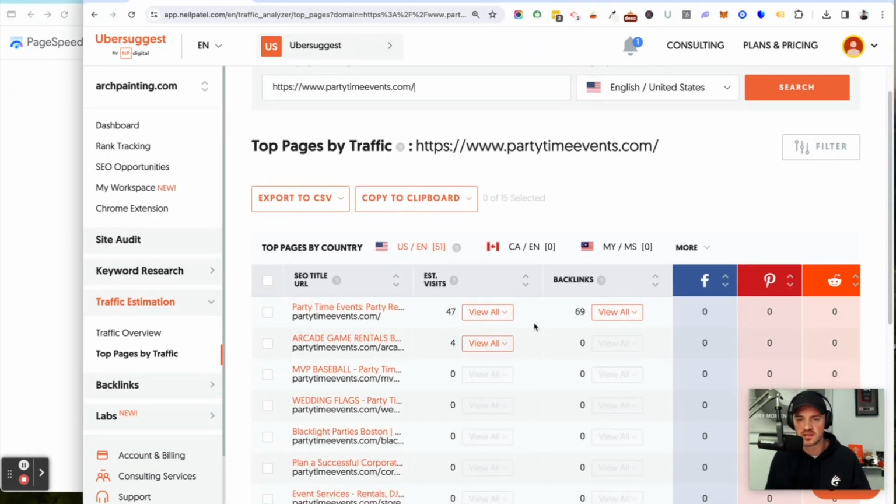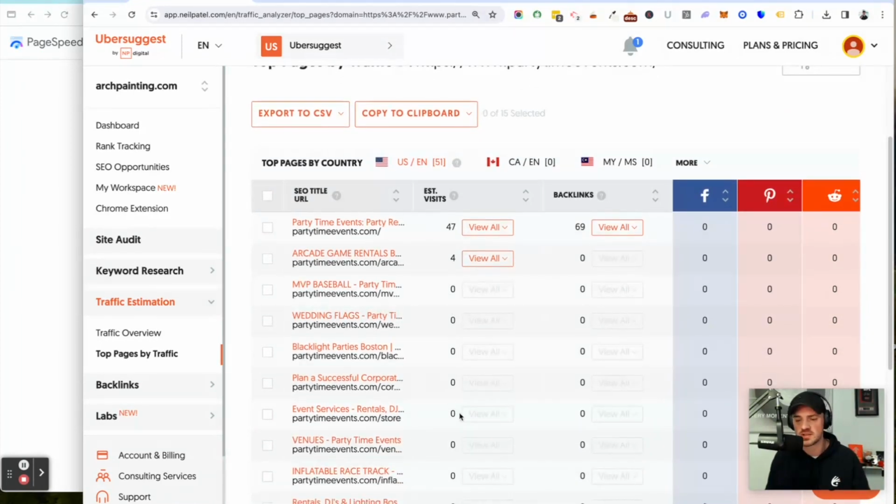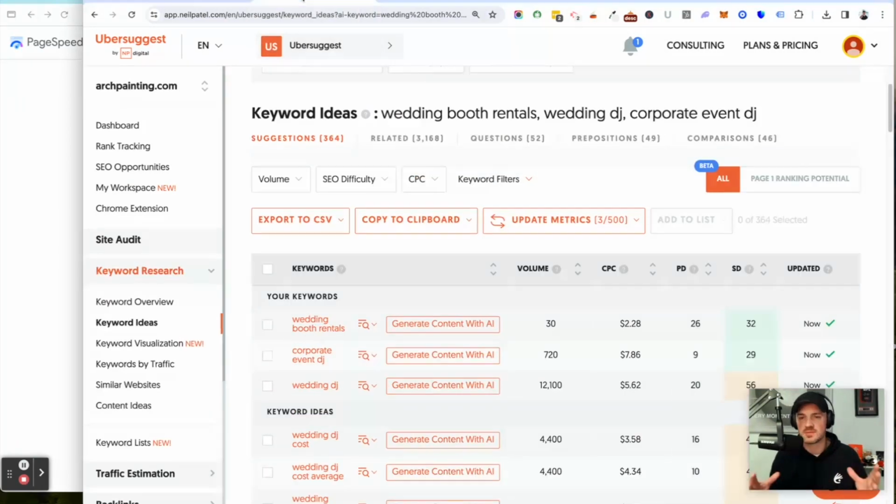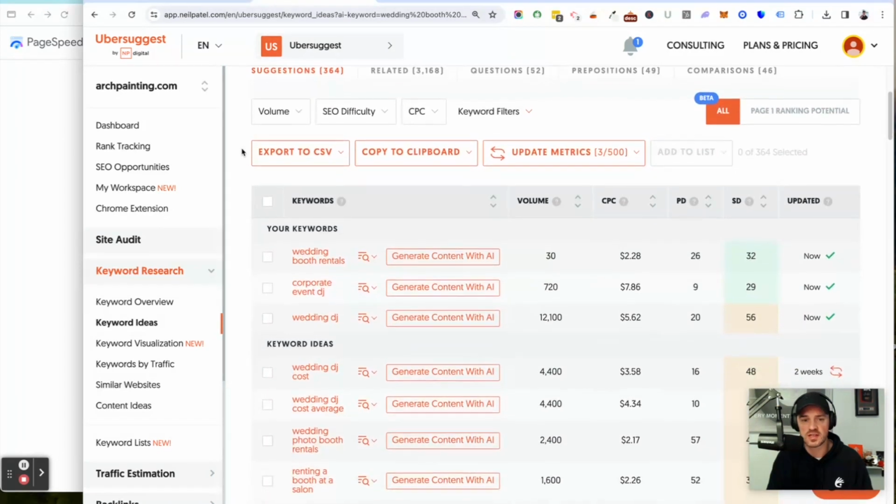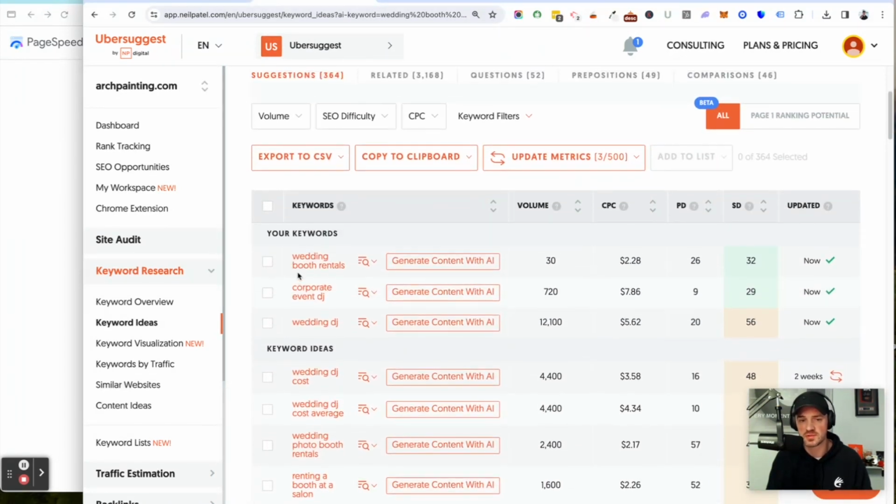There are some backlinks, which is great, but overall, page estimated visits not substantial. Looks like the most visited page after the homepage is the arcade game rentals. Now, that's okay, but I think that just screams the opportunity that's involved in this, or that you could have, if we looked at the search volume for some of these terms.